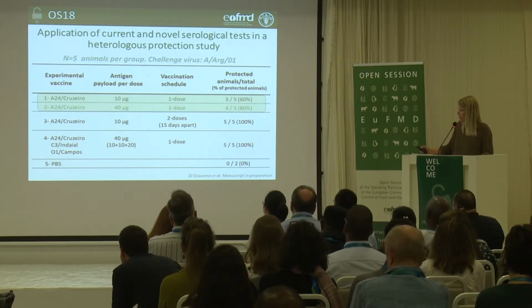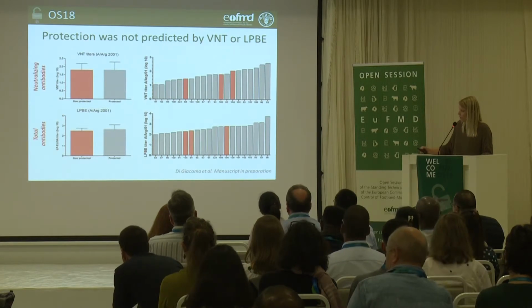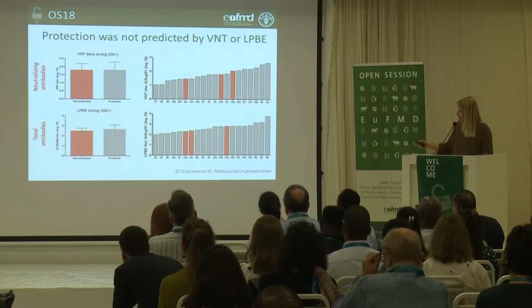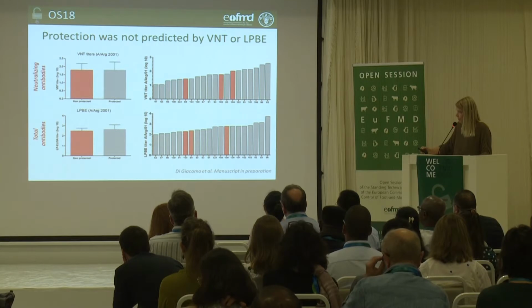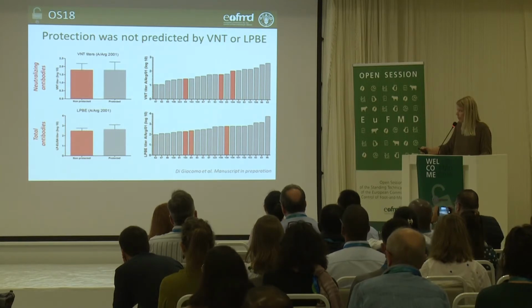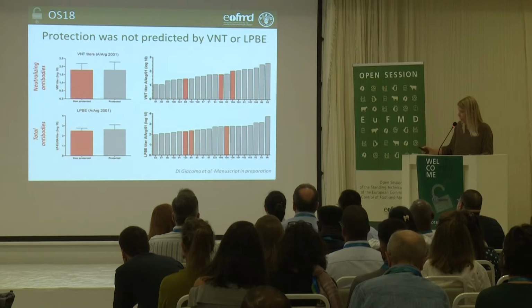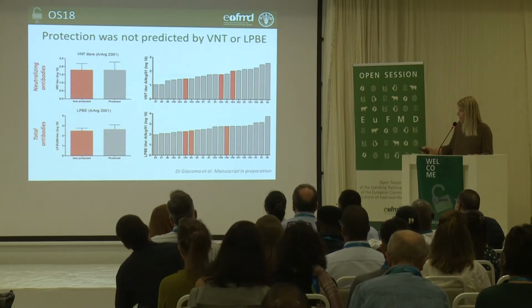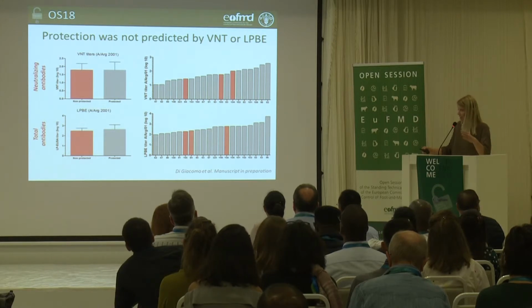And if you want to see which assay correlates better with protection, here we have the neutralizing antibodies on top and the total antibodies measured by liquid phase blocking ELISA below. You can see that there's no relationship between antibody titers in this case and protection. If we order the animals based on their titers, you will see that the red ones, the infected animals, are almost anywhere.